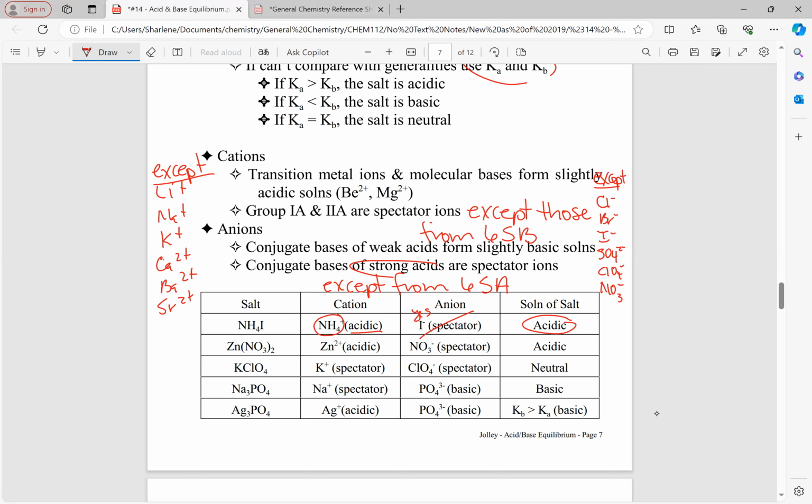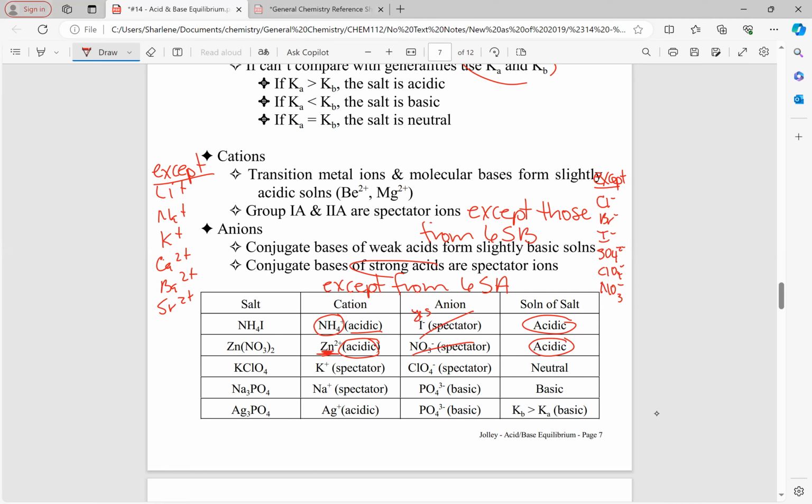Okay, let's ask zinc nitrate. Hey, zinc, what are you going to do to the solution? All right, did that cation come from one of the six strong bases? And the answer is no, so it's going to turn it acidic. The nitrate, did you come from one of the six strong acids? And the answer is yes. So it's a spectator. And so the zinc's trying to turn it acidic. The nitrate is doing nothing. The overall solution will be acidic.